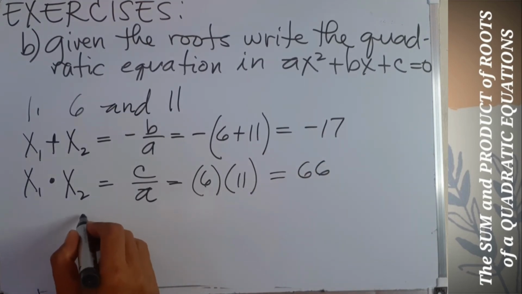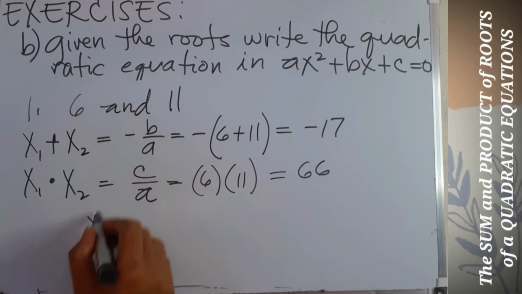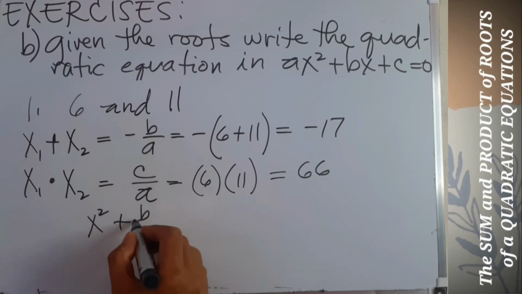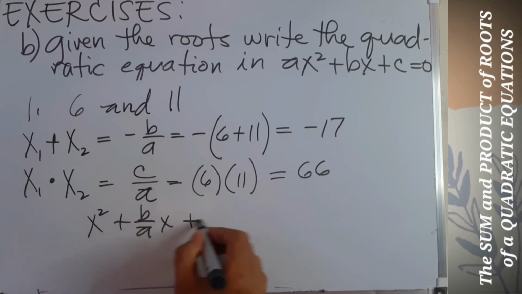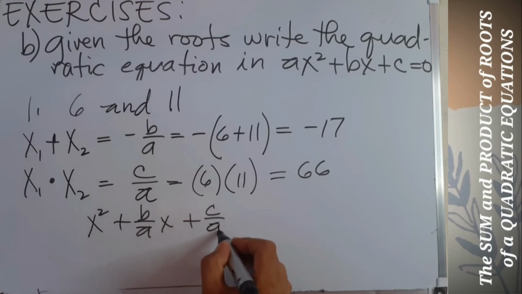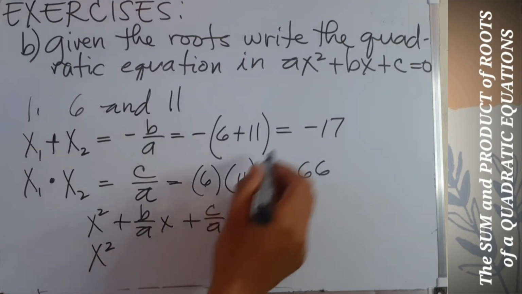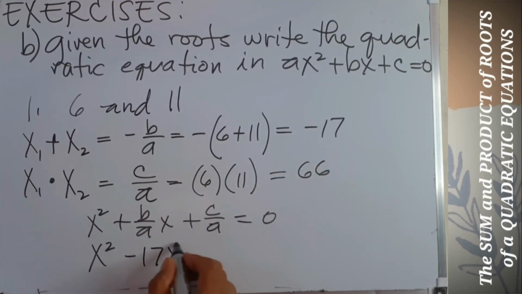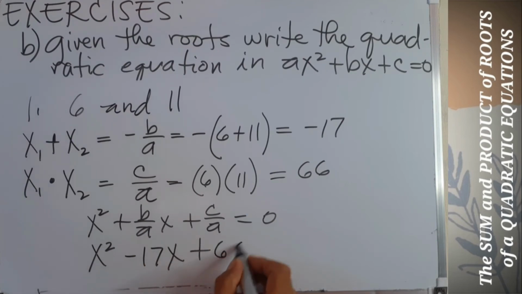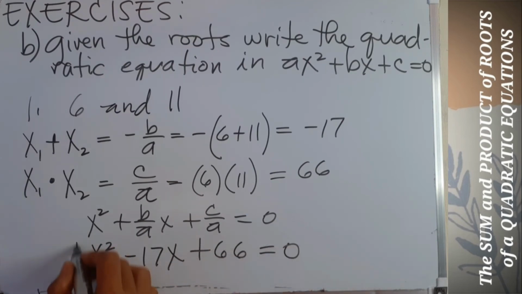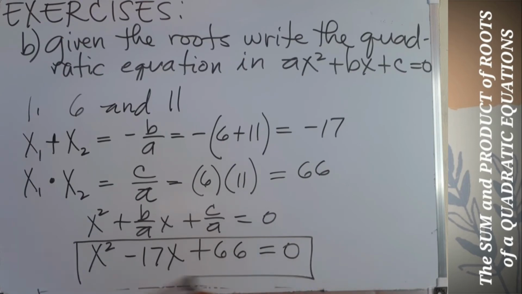The quadratic equation equals x squared plus b over a x plus c over a equals 0. So we have x squared minus 17x plus 66 equals 0 is the quadratic in standard form whose roots are 6 and 11.